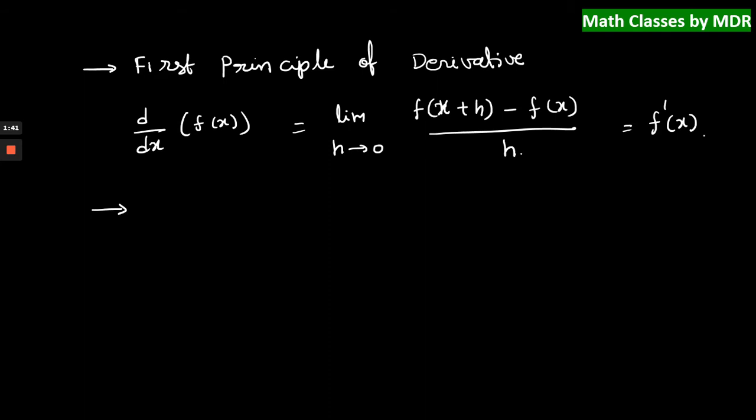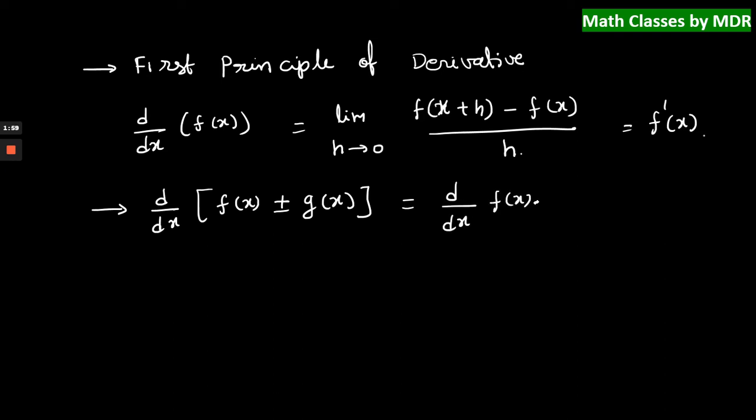So algebraic functions of derivatives, that is, if you have dy by dx of two functions which are either additions or subtractions, f of x plus or minus g of x, it can be written as d by dx of f of x plus or minus d by dx of g of x. So we can differentiate them individually.